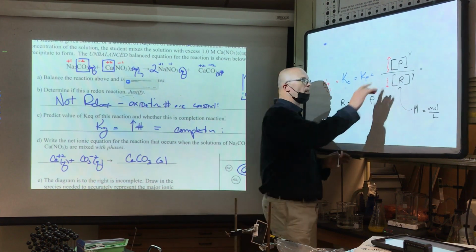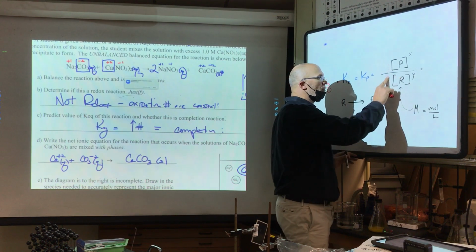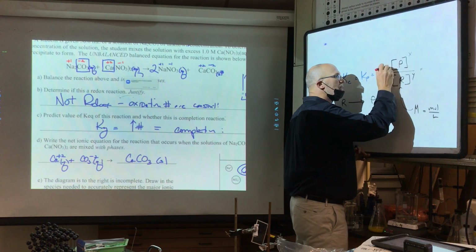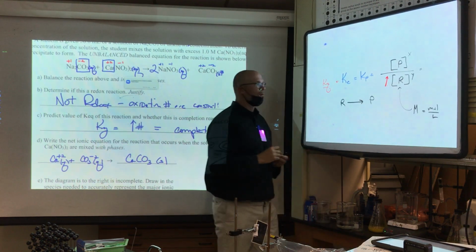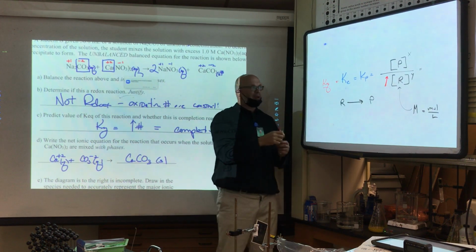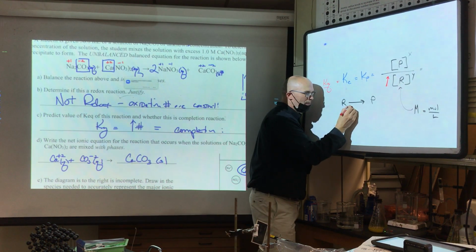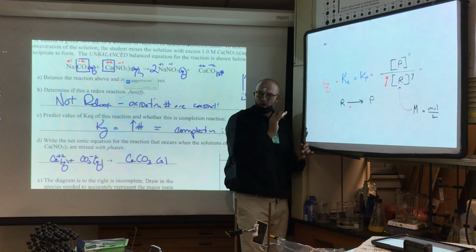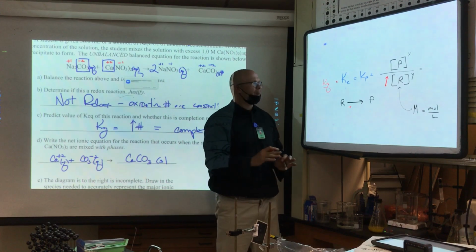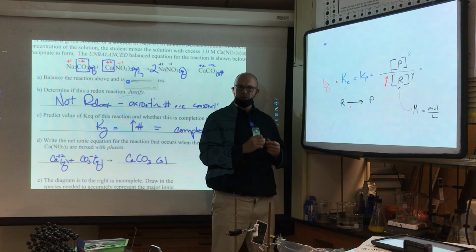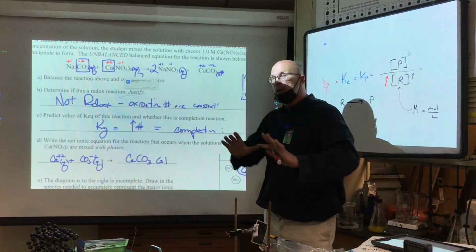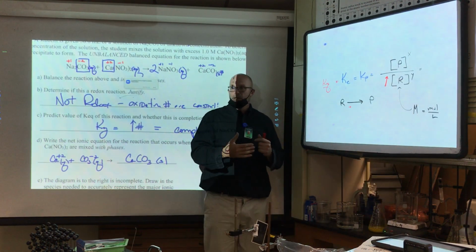If KEQ is a small number, that means when it reaches equilibrium, there are more reactants than products favored. A small number means that your denominator is bigger, and that means the reaction didn't go that much forward. But it did go forward by some amount, and that amount is based upon the ratio still. So there's still stoichiometry here. I just want you to realize what is a completion reaction and what is not.